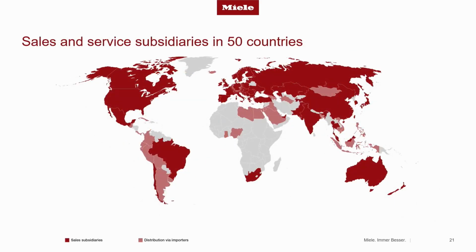So production is totally different from sales and service and logistics. Our sales and service organization is all over the world. Let's say 20 years ago, we had close to 30 subsidiaries, and every 2 years, more or less, we get a new subsidiary.